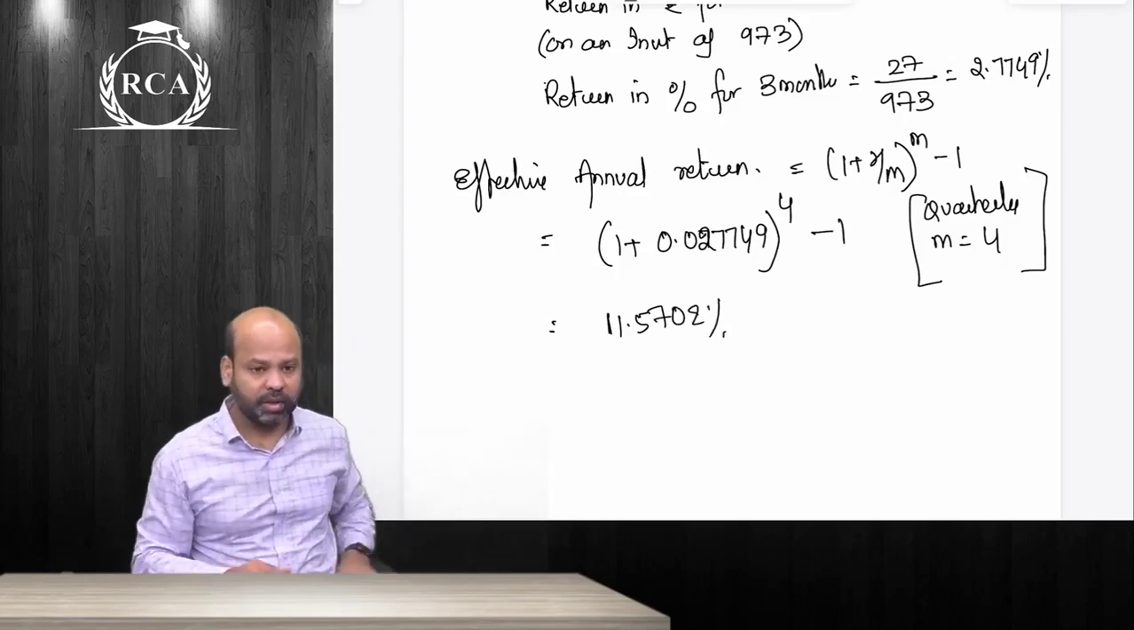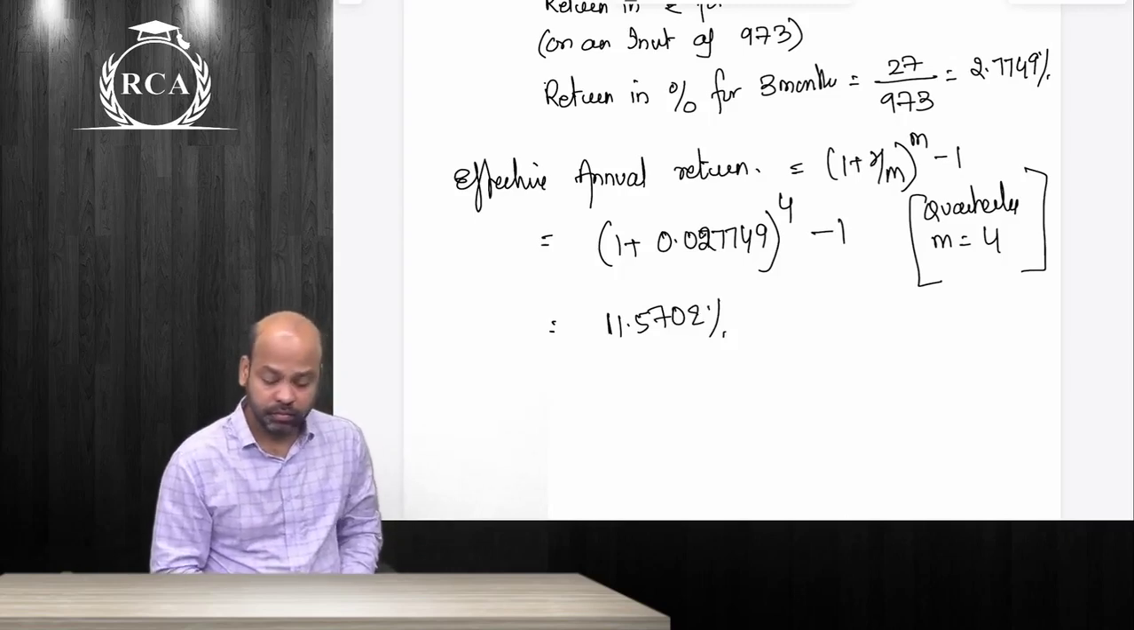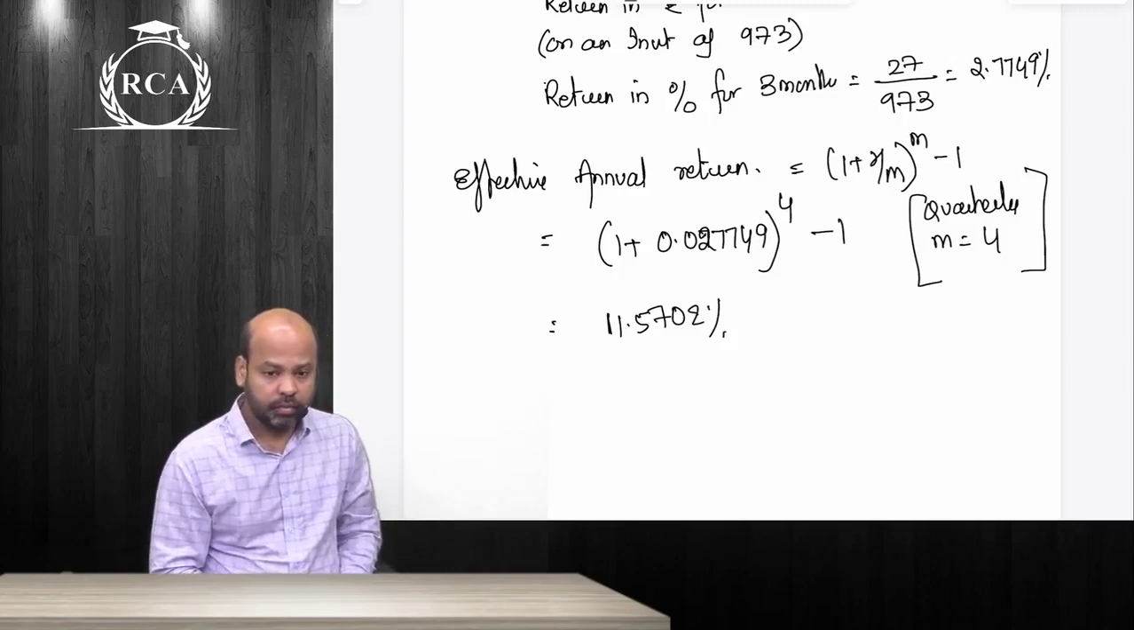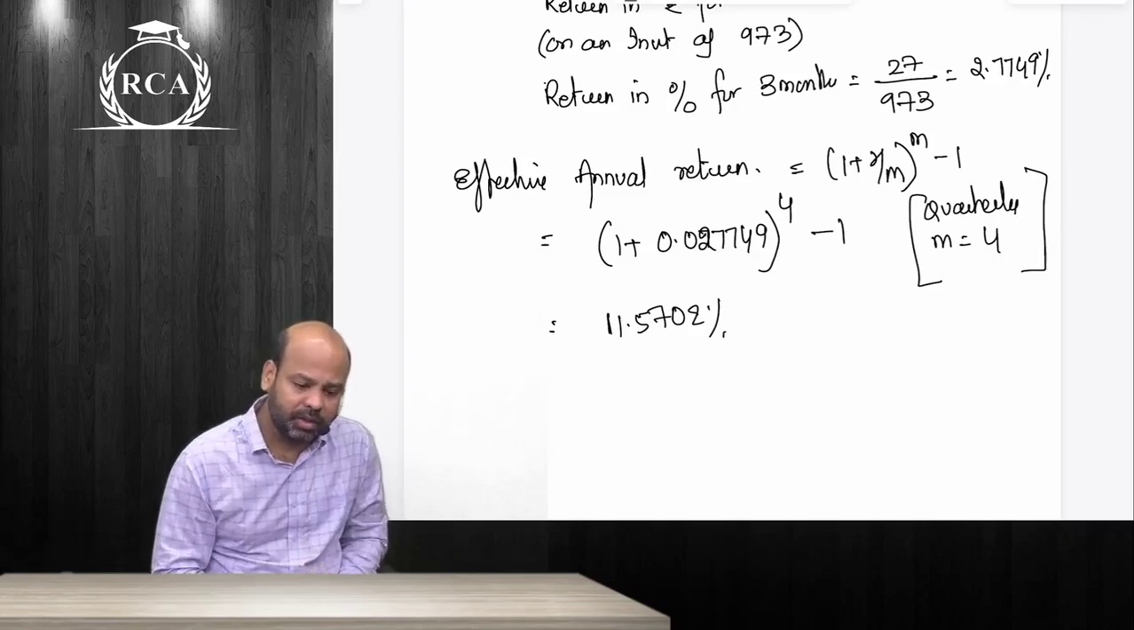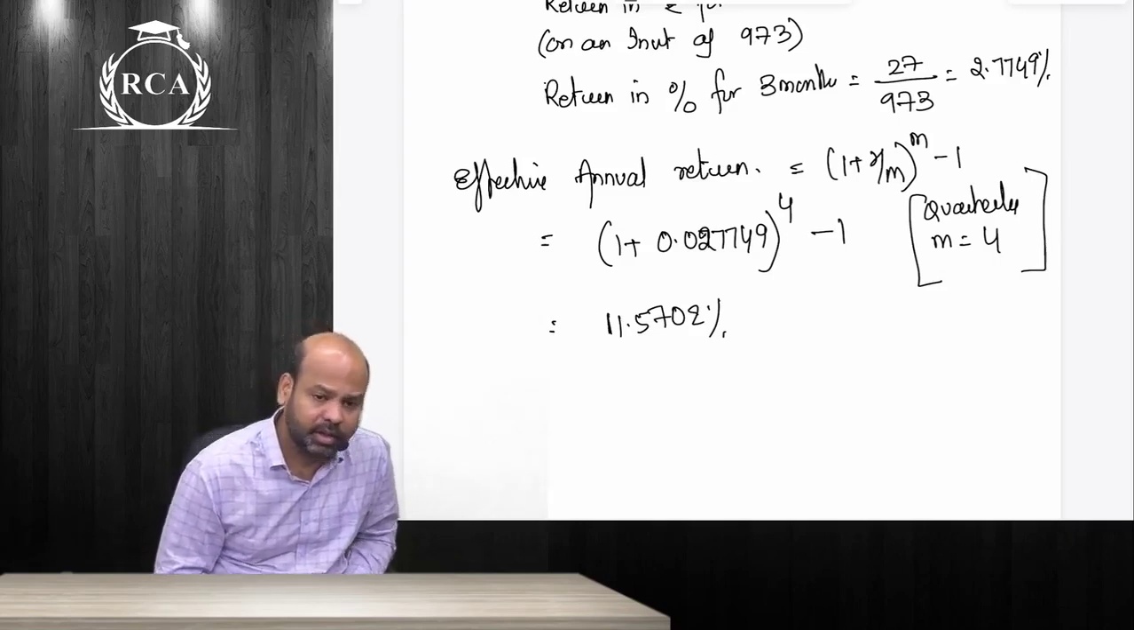11.5702%, beta, will be the value. बेटा, YTM comes from multiple years. यहाँ पे है क्या क्या ठीक है, कैसे कर रही है YTM बोल.